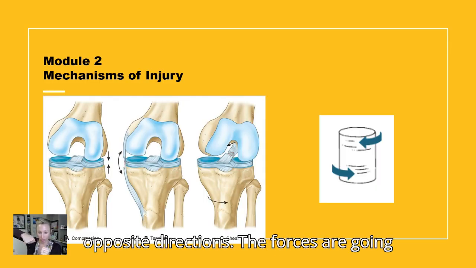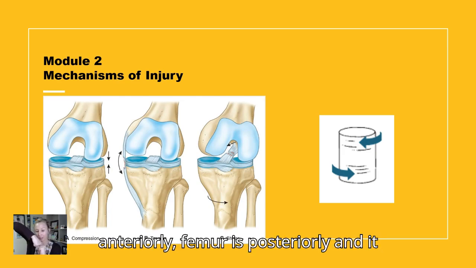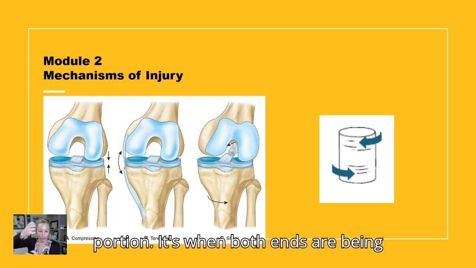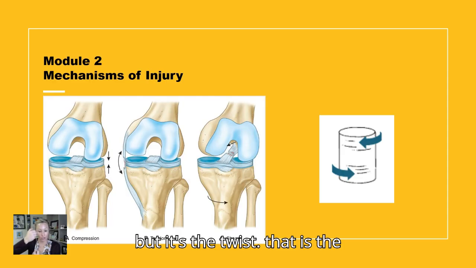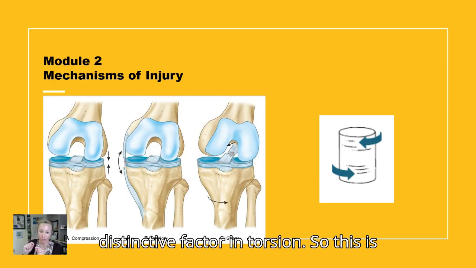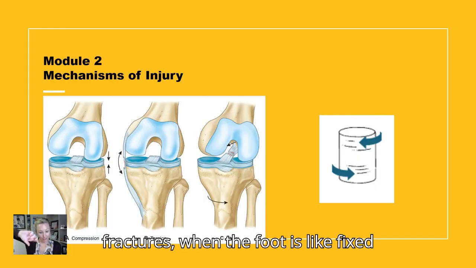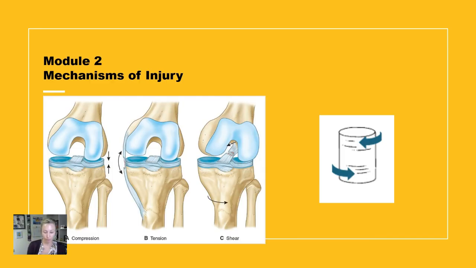Shearing is when the forces are going in opposite directions. So this would be an ACL tear because the tibia is moving anteriorly, the femur is moving posteriorly, and it tears the ACL. And then the last one is torsion. It's when both ends are being twisted and pulled away from each other. But it's the twist that is the distinctive factor in torsion. So this is like spiral tibia fractures, when the foot is fixed and the leg is pulled this way and twisting.